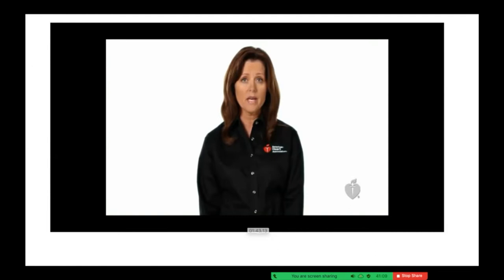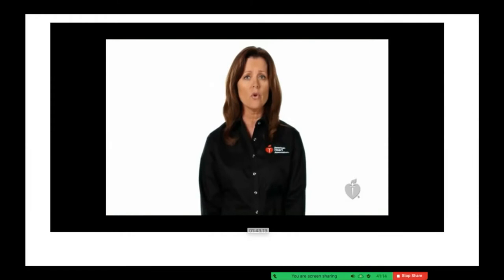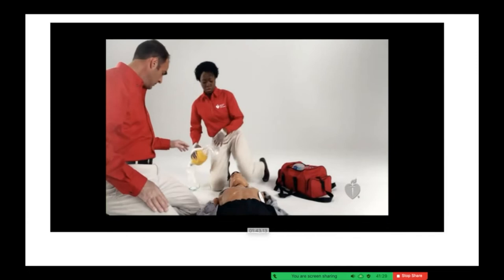Again, be sure no one is touching the victim to avoid injury to rescuers. Then loudly state a clear the victim message. It can be something like, everybody's clear, or simply, clear. Perform a visual check to ensure that no one is in contact with the victim. Shock advised, clear. Press the shock button.